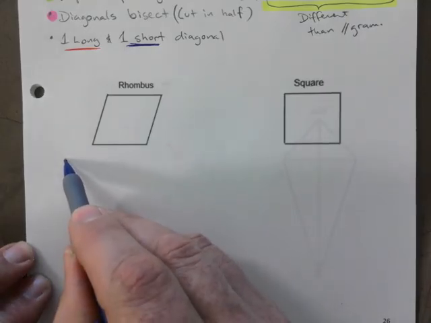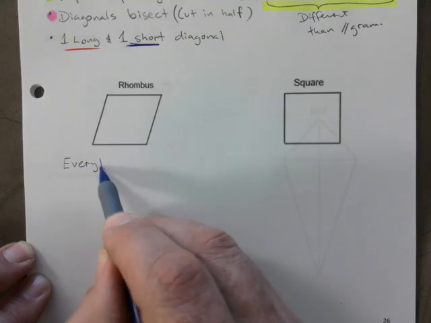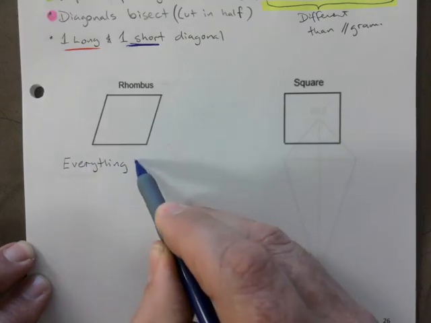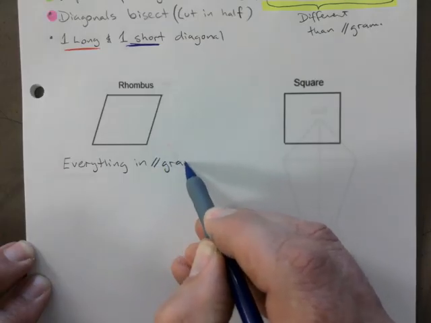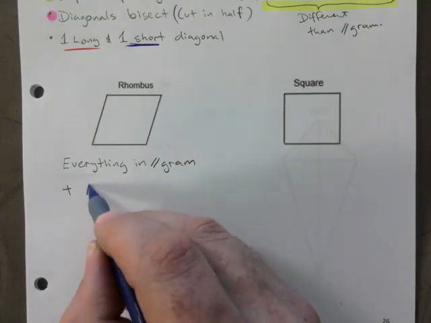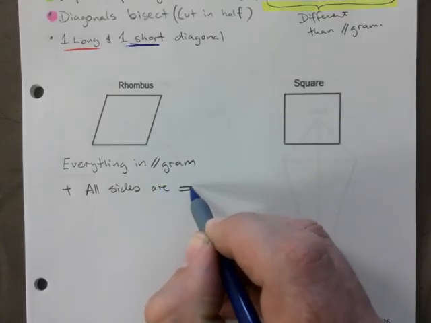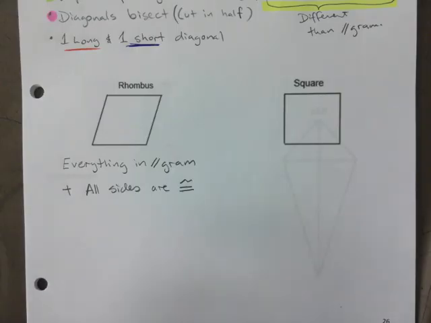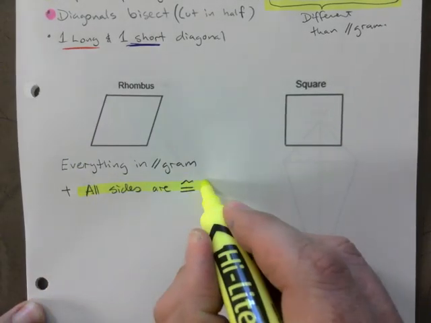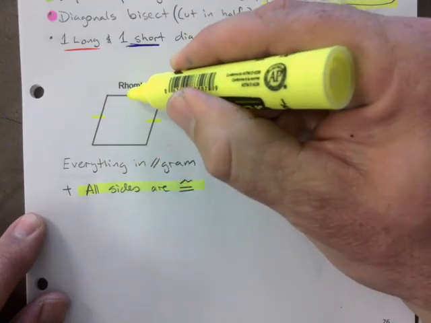I'll say this. Everything in parallelogram plus what makes it special? What makes a rhombus a rhombus? It's a slanted square. So what do we know about all the sides? All sides are equal. So this makes the rhombus different. So we're going to go markings like that.